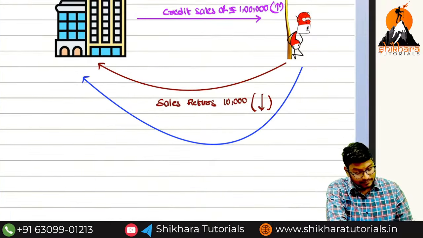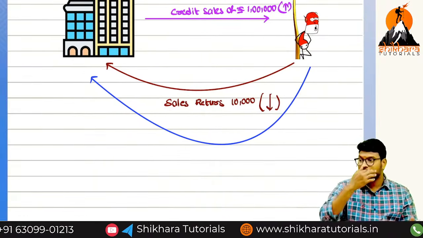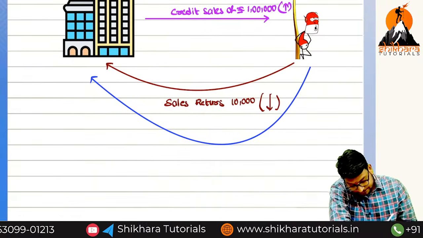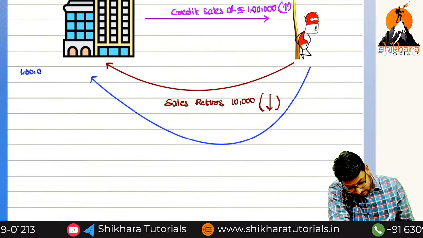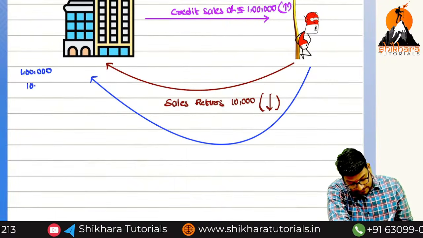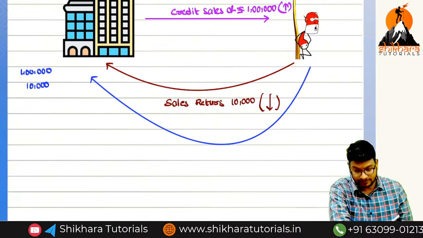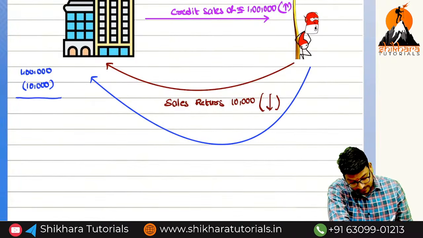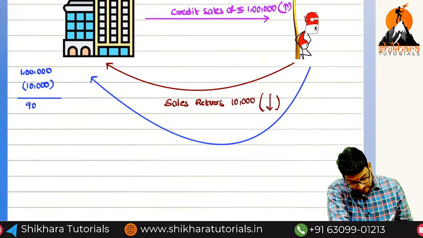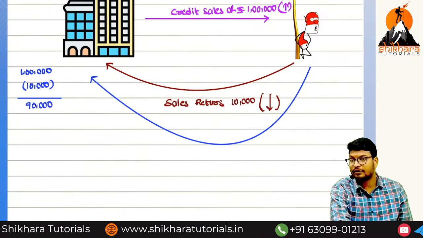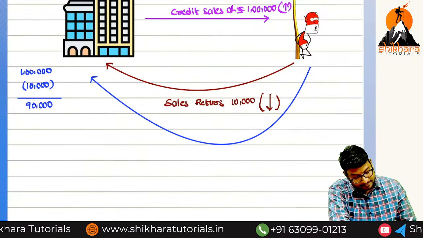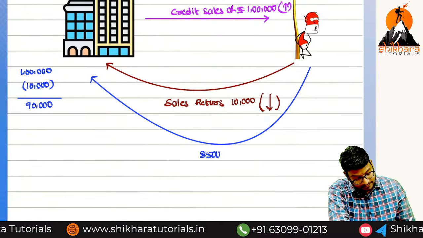Okay? Now let me think. How much does he need to pay now? Initially 1 lakh. He has returned how much? 10,000 rupees. Now what is the balance of the debtor? 90,000. Out of this 90,000, he has paid 85,000.